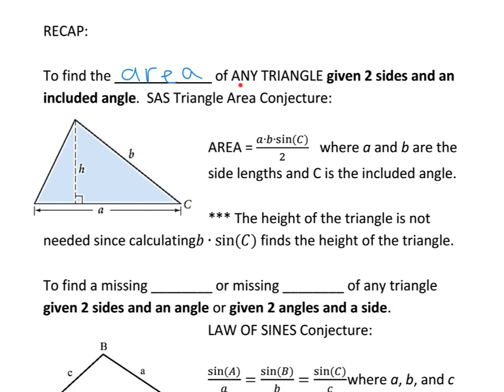To find the area of any triangle given two sides and an included angle, we use the side, angle, side triangle area conjecture. Side, angle, side. So the area is A times B times the sine of C divided by 2, where A and B are the side lengths, and C is the included angle. The height of the triangle is not needed since calculating B times sine of C finds the height of the triangle.